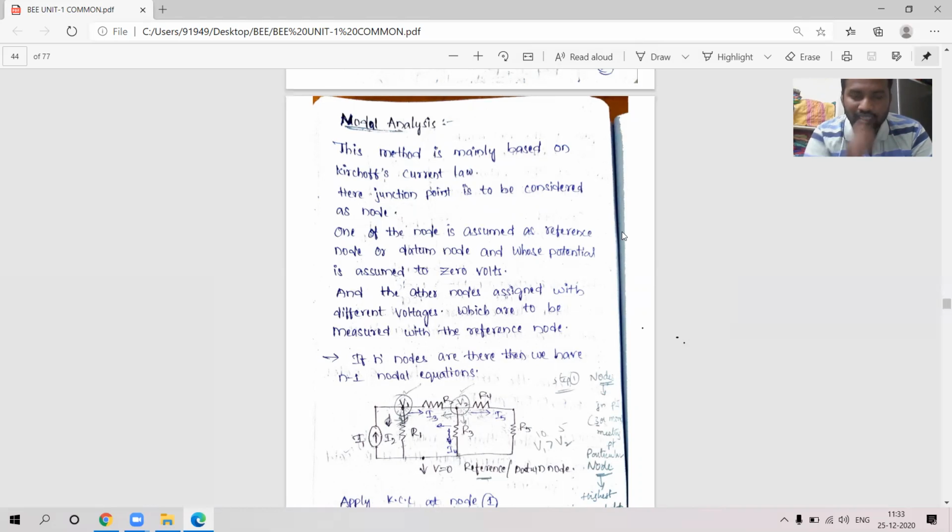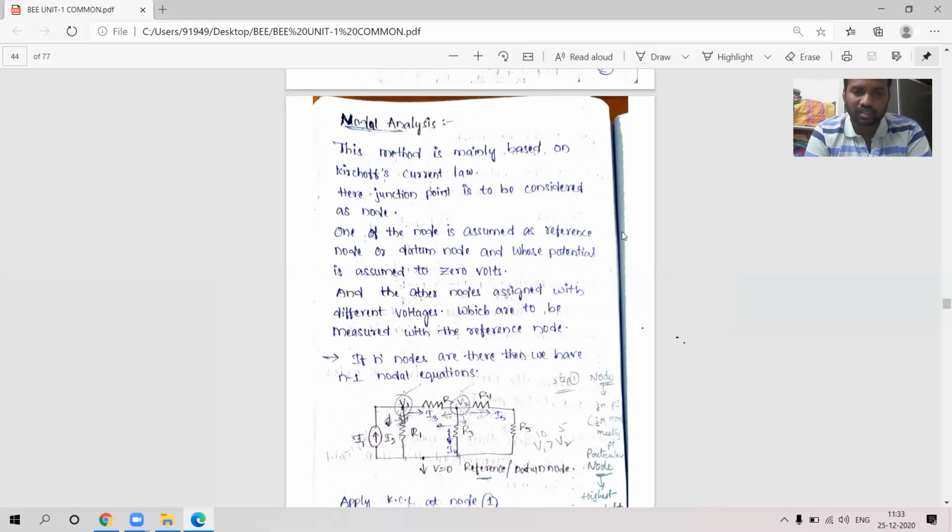So nodal analysis is a technique where we are going to find the unknown voltages and unknown currents. How will you find unknown voltages and unknown currents? By making use of Kirchhoff's current law. This is very important. You have to note that in the nodal analysis technique, we are going to apply Kirchhoff's current law, that is KCL. Let us see some steps you need to follow.